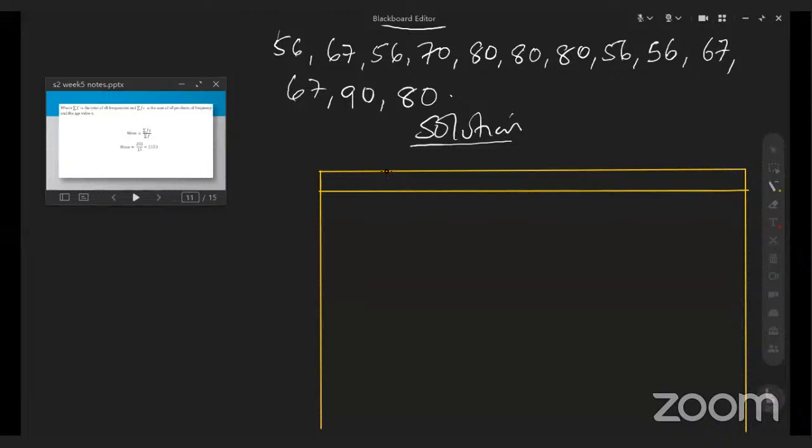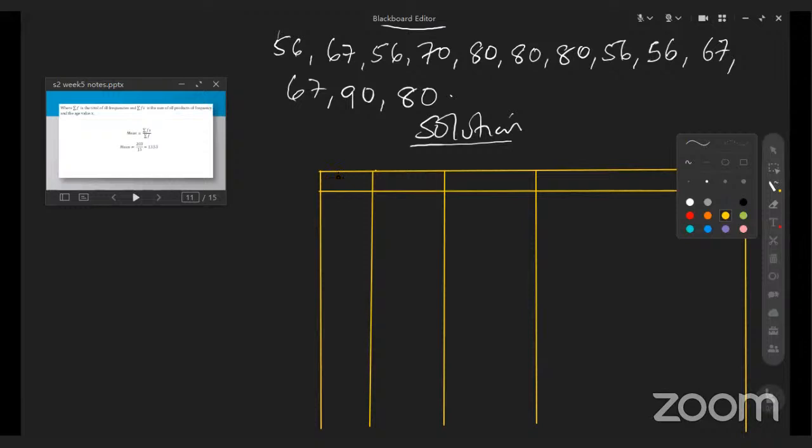Okay. So here we have our number. We have the tally. Then from the tally, we also have the frequency. Then we shall have our fx, the other side. So this will be the marks, that is our x. This is our tally. And this is our frequency. And this will be our fx. So we start allocating our marks now.